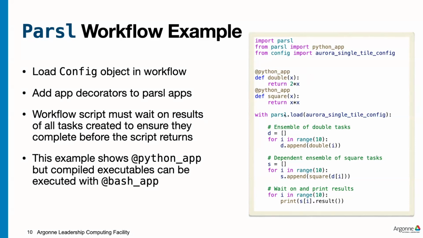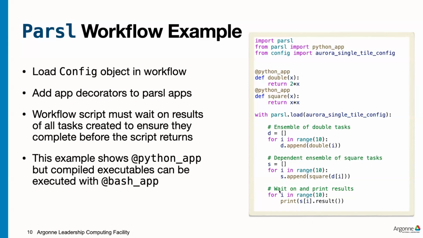So here we have two applications, two apps, double and square. We then create a context where we load the config, and in this case we're using a config like the one previously, where we're putting one worker per tile. And then we create our tasks. First we create a bunch of double tasks, 10 of them. And then we create a bunch of square tasks, but we make them dependent on the result of the double task. In fact, they use the result of the double task as their input.